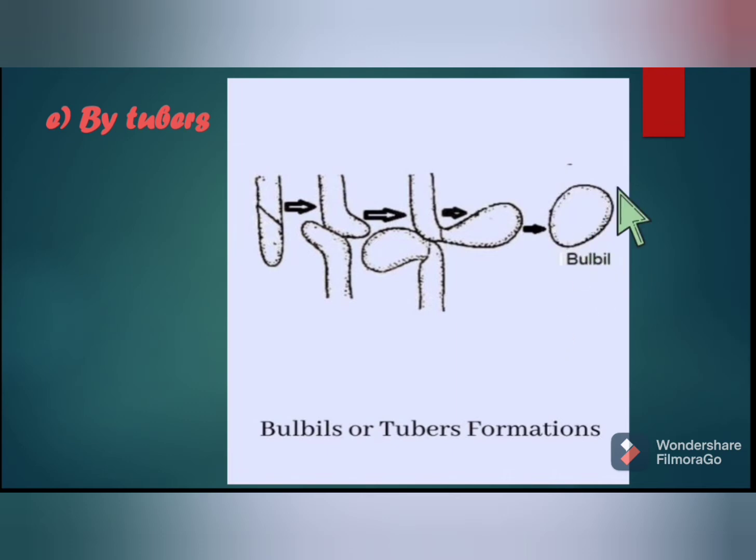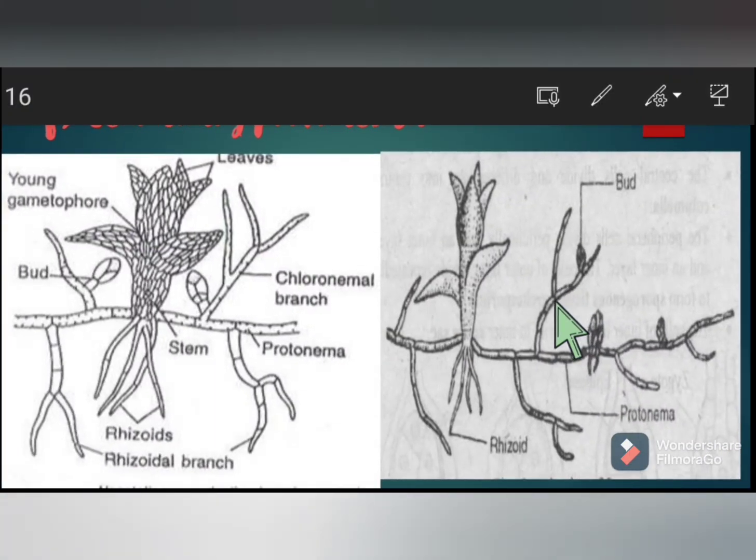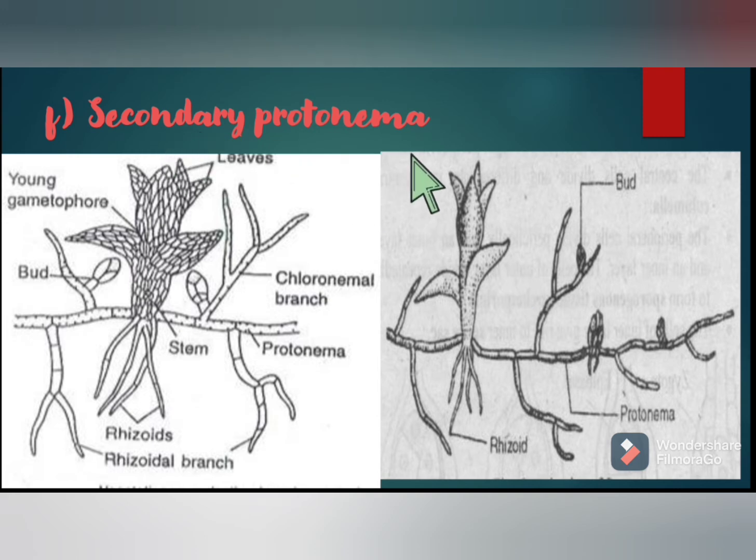These will give rise to a whole new plant. They will grow into a whole new plant body. Now we also have the secondary protonema. You can see these secondary protonema are thread-like structures which develop from the primary protonema, from the basal cell of the rhizoid. Such structures again are found in Chara. This is the primary protonema and these are the secondary protonema. The secondary protonema may arise from the primary or from the rhizoid. They are thread-like structures found in Chara, which help in vegetative reproduction.